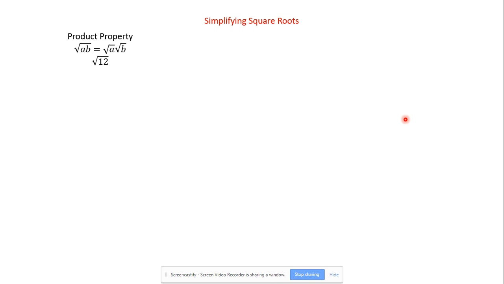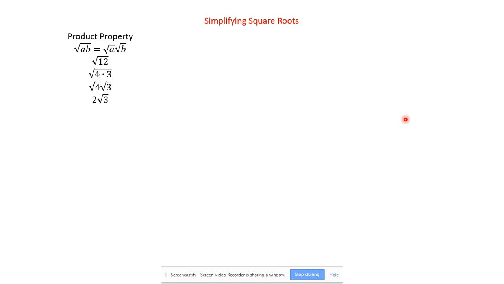Let's go back to root 12. 12 is 4 times 3. So if I have the square root of 4 times 3, that means I have the square root of 4 times the square root of 3. I know what the square root of 4 is. The square root of 4 is 2. So we have 2 root 3. And that would be simplified. That's using the product property very, very directly.